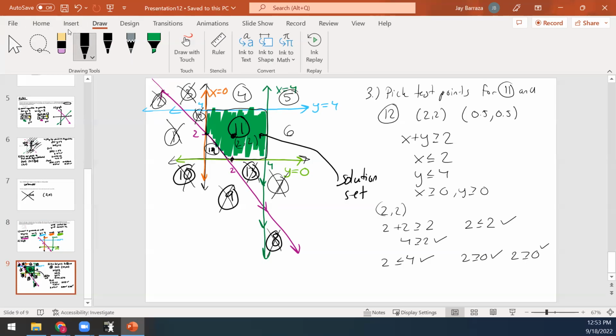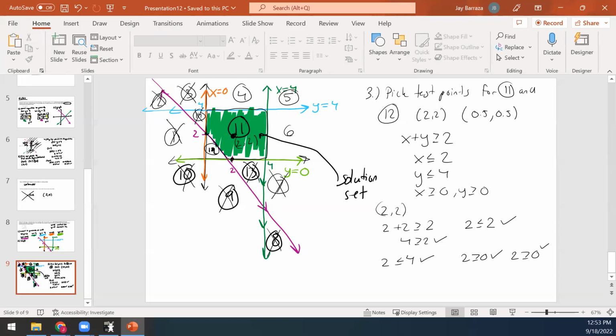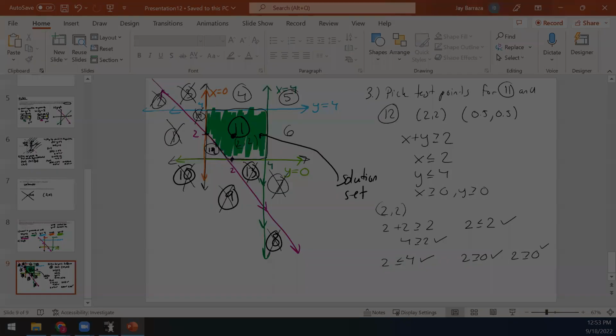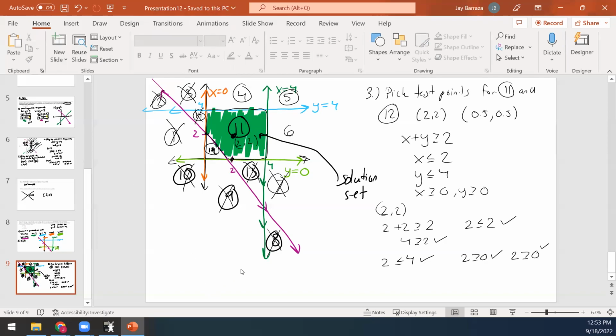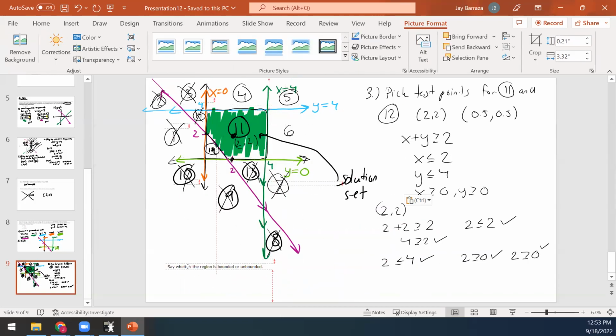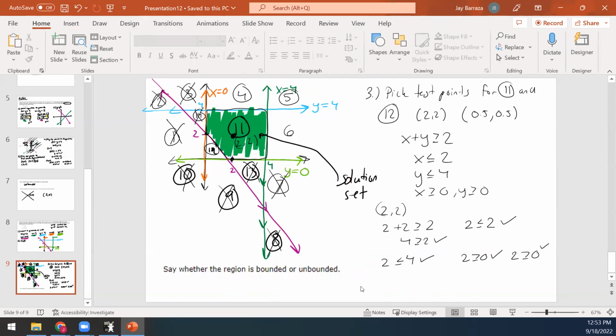So I'll give you a second to finish copying that down. And then I have 2 follow-up questions that could easily be asked of you. The next question that we could ask you is, is the region bounded or unbounded? And when they say region, they mean the solution region. And you say, well, it has a line on each side, so it is bounded.